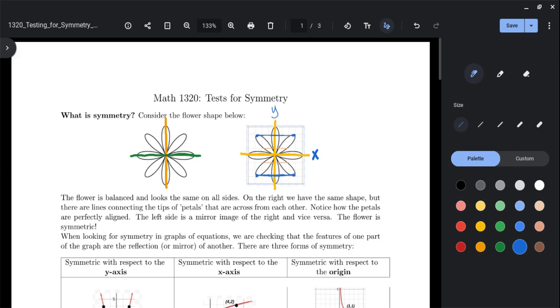So in other words, I can say that this flower shape is symmetric. And specifically, if I wanted to use my math terms, I can say that it's symmetric about the y-axis. The reason is that if I were to fold my flower at the y-axis, then these points of my petals would align perfectly on top of one another. So when we're looking for symmetry in graphs of equations, we're checking that the features of one part of the graph are a reflection or a mirror of another.